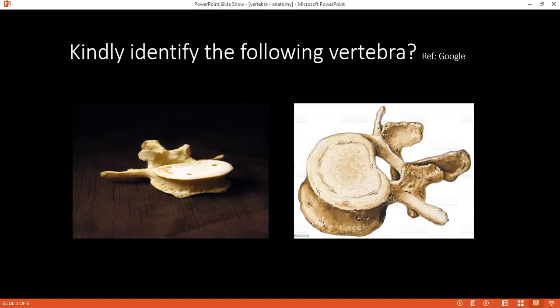Can you please identify the bone in front of you? Yes, it's a lumbar vertebra. Okay. This one. And what about on the right hand side? Can you identify it?